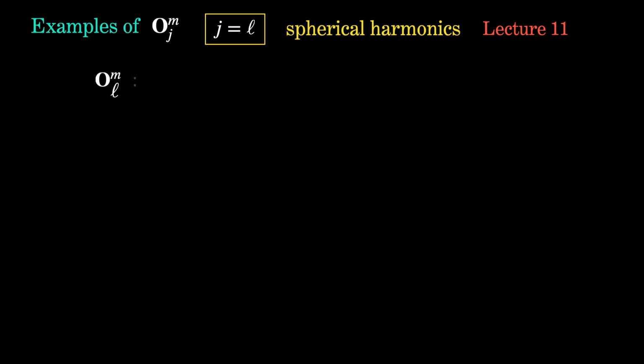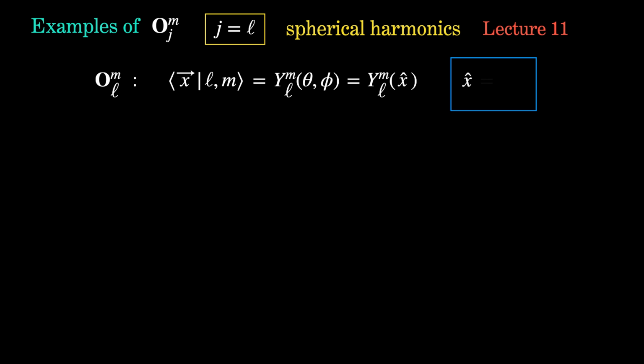Let's look at the position space wave functions of these states. As we have seen in Lecture 11, these functions depend only on the direction of the position vector. Let's denote this unit vector by x hat. So where does the operator OLM come in?